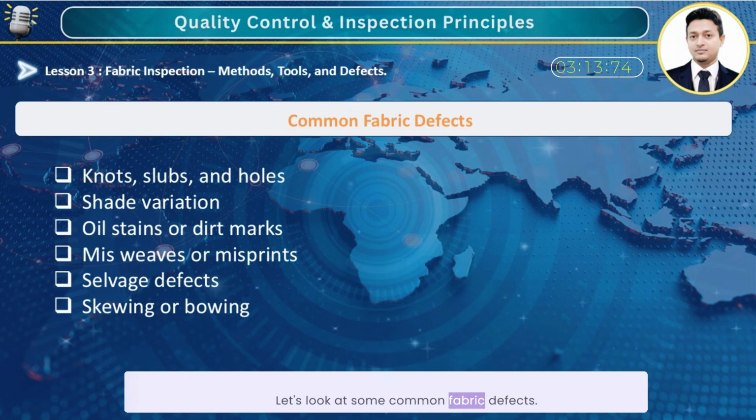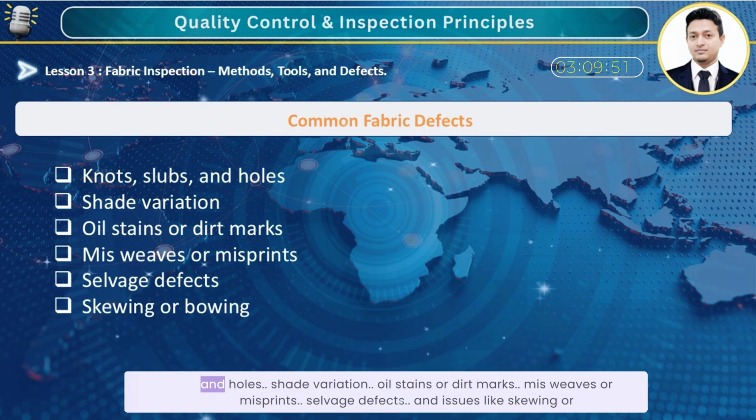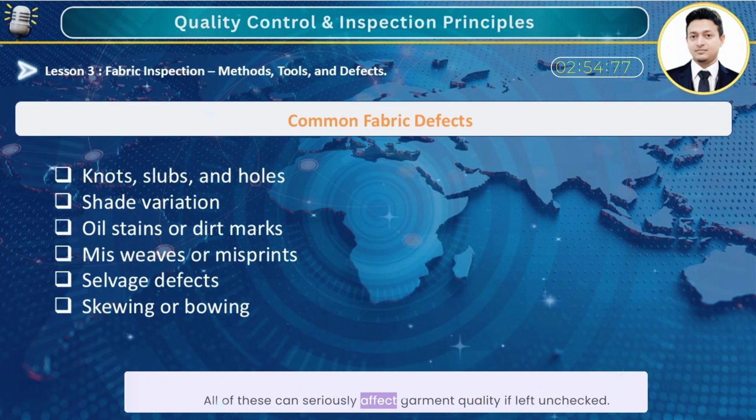Let's look at some common fabric defects. These include knots, slubs, and holes. Shade variation. Stains or dirt marks. Misweaves or misprints. Selvage defects. And issues like skewing or bowing. All of these can seriously affect garment quality if left unchecked.